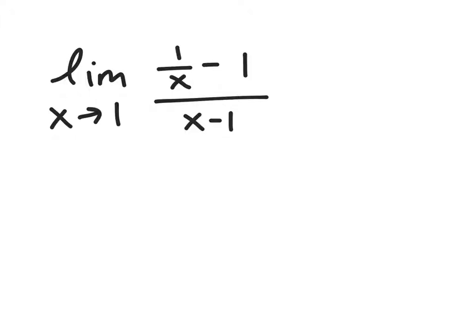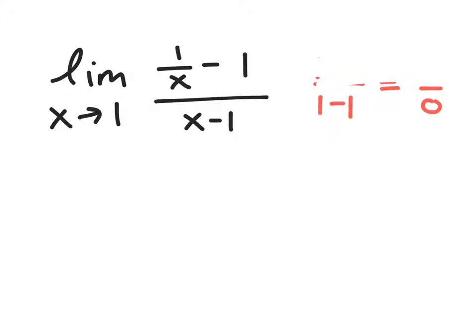Again, first step, plug in your limit and see what you end up with. If I take this 1 and plug it in for every x, I'm going to end up with 1 over 1, which is 1, minus 1 over 1 minus 1. So I end up with 0 over 0, which again is called the indeterminate form. So that tells me I actually need to go ahead and evaluate the limit by simplifying algebraically.